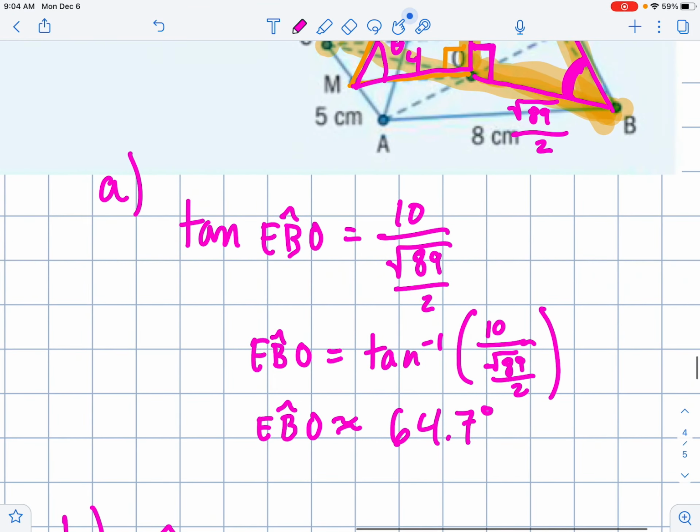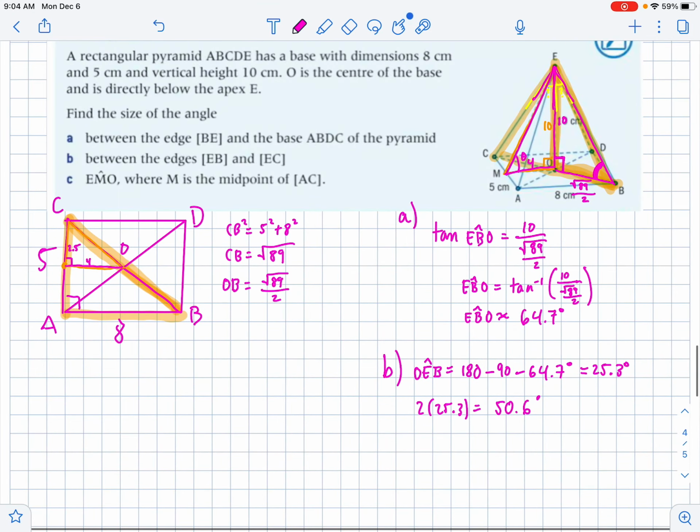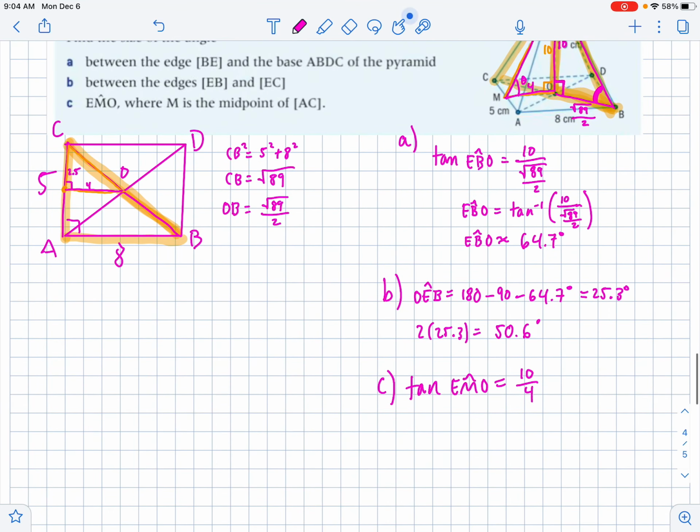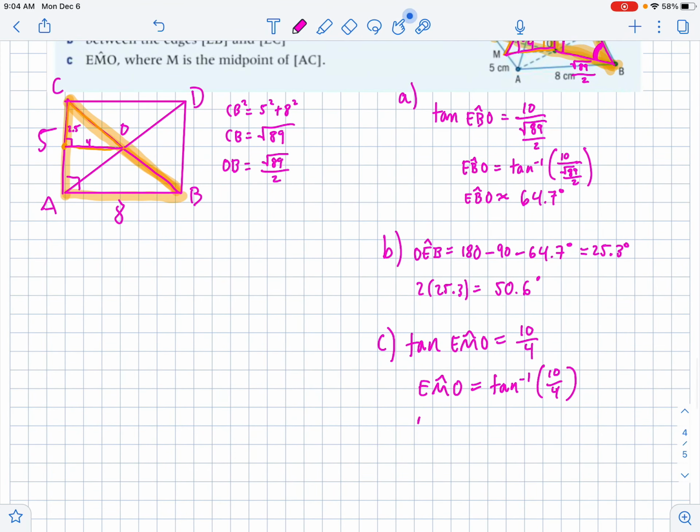Call it theta. Okay, so for part C, it's getting messy. Tangent of EMO is going to be 10 over 4, opposite over adjacent. So then EMO is equal to tangent inverse of 10 over 4, and that is 59 degrees.